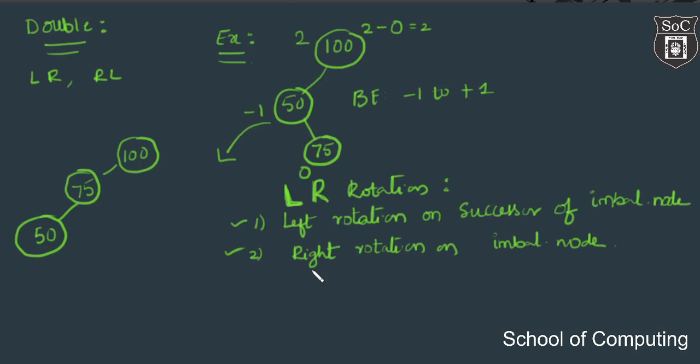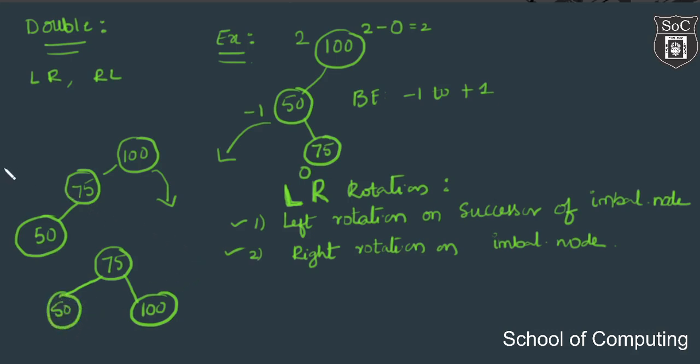Now what is step 2? Do a right rotation on the imbalanced node. What is my imbalanced node? 100. And this is my latest tree, right? On the latest tree I need to perform right rotation on the imbalanced node, means on 100 I will do a right rotation. When I do a right rotation on 100, what will happen? 75 will become root, 100 will come to the right side because you have done a right rotation, and 50 will climb from level 2 to level 1.